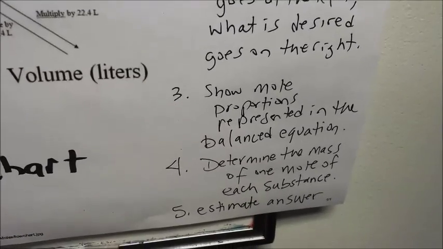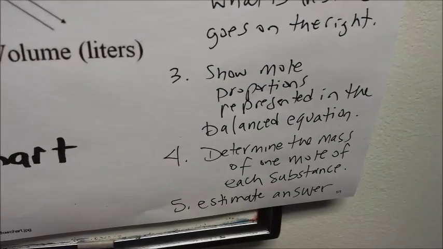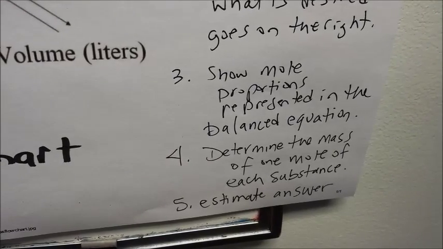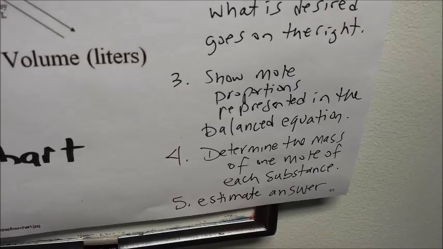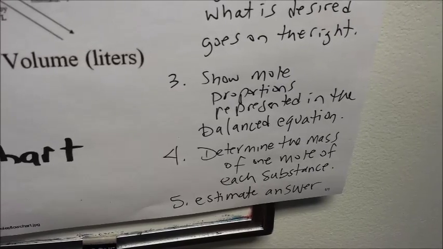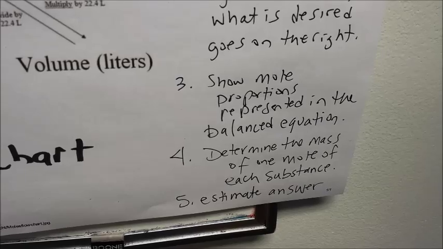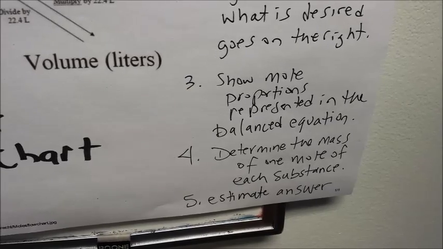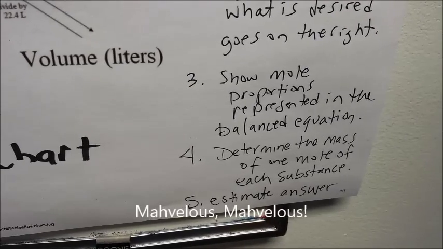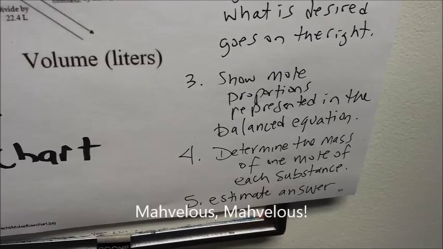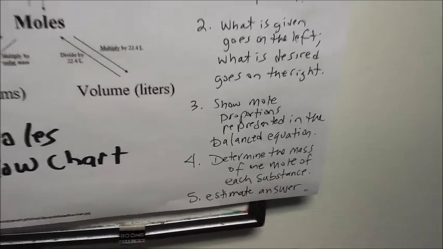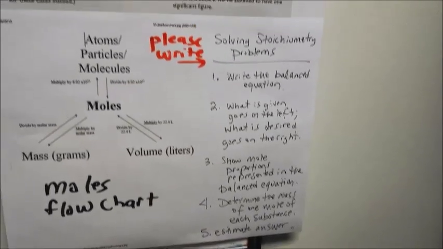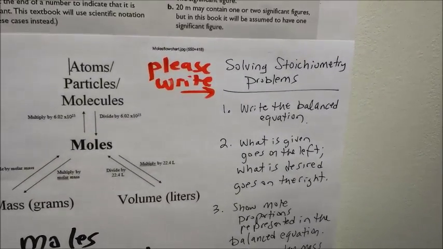Number 4, determine the mass of 1 mole of each substance. This can be done by looking at the periodic chart and looking at each individual balanced chemical formula. This would be step 2 and step 4 in a gram to gram conversion. And then lastly, estimate the answer. And this is going to give us a good place to start for doing stoichiometry problems for chemistry.